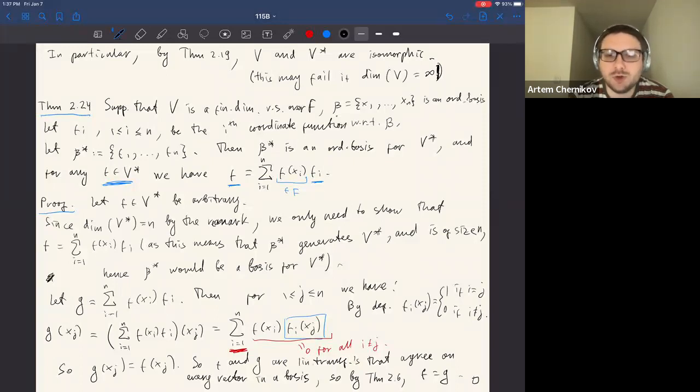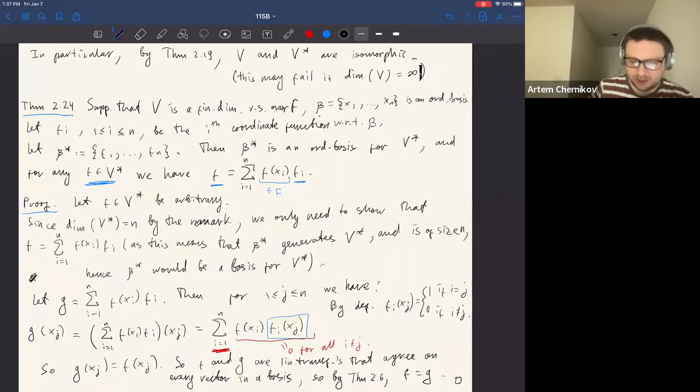All right. So if not, okay, cool. So now we see that if you give me a basis for V, I can produce a basis for the dual space V star in this way. Okay. So let's attach a special name to this kind of basis for V star.